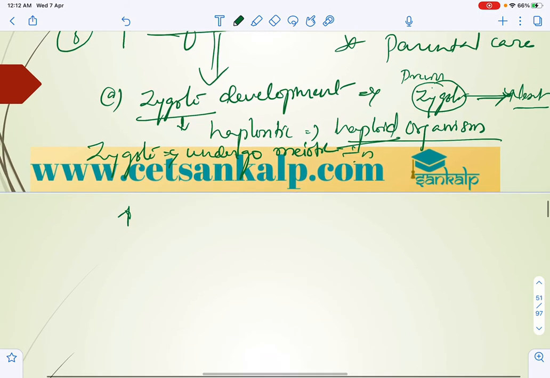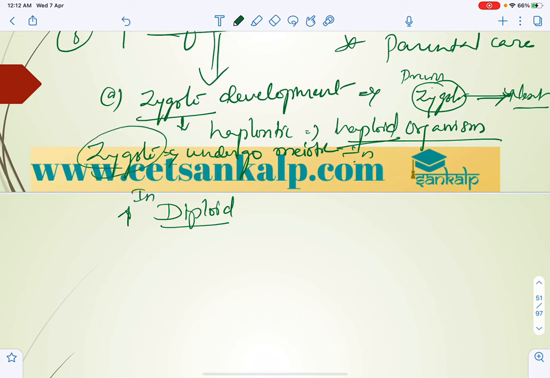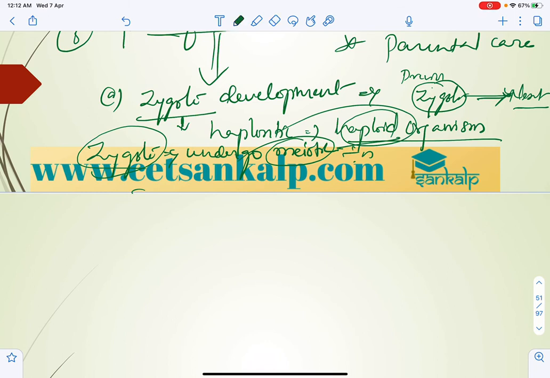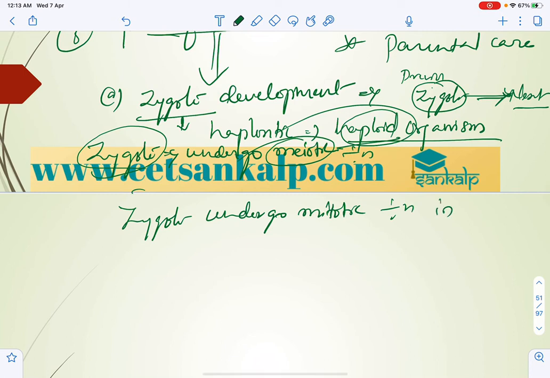In diploid organisms, the zygote undergoes mitotic division. The zygote undergoes meiotic division in haploid organisms, and the zygote undergoes mitotic division in diploid organisms. So that is what you have to keep in mind. The diplontic life cycle involves mitotic division.